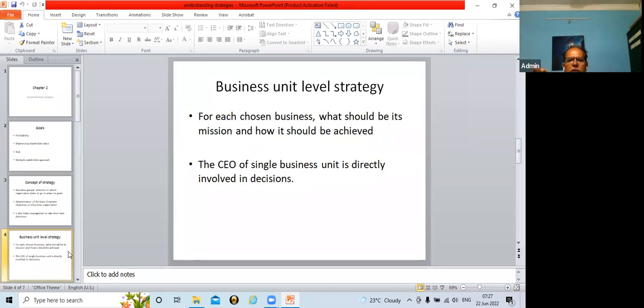So at business unit level, the CEO, that is the Chief Executive Officer of a single business unit, is directly involved in decisions. So if you're talking about a business unit, there is a CEO, and the CEO is involved in decision making.